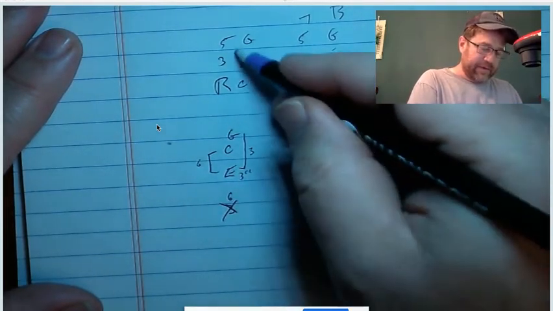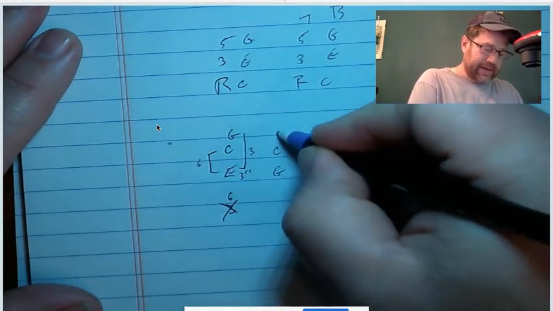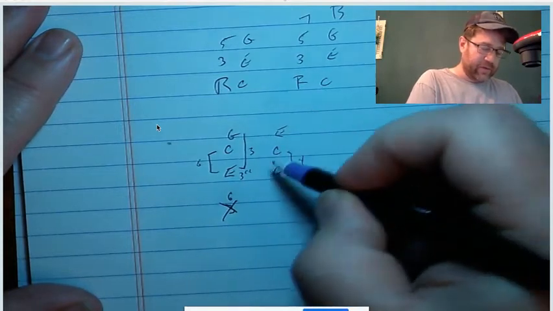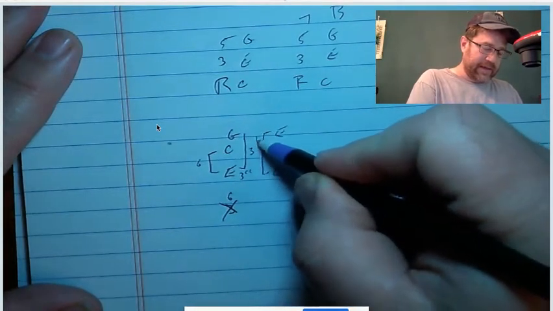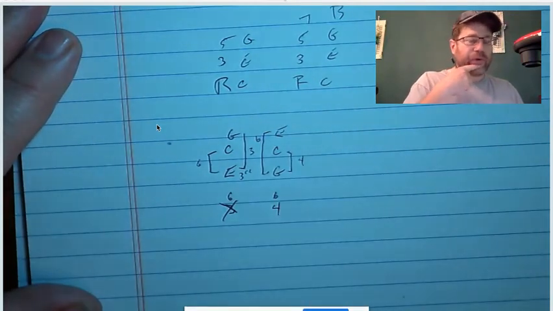If we put the fifth in the bass, we would have a G and then a C and an E. So G, A, B, C would be a 4. G, A, B, C, D, E would be a 6. And so that's why that's a 6/4 chord.